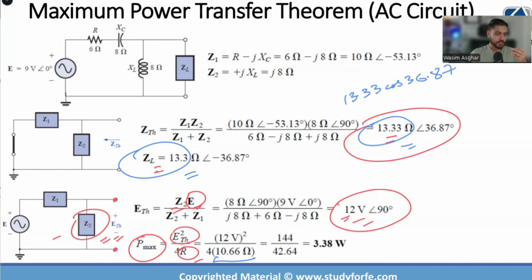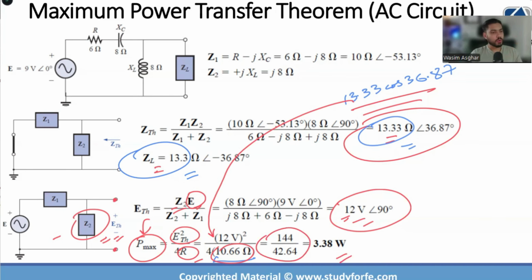So the 10.66 that you see over here is actually coming out of the 13.33 cosine of 36.87. And it's true that the power is a scalar quantity, so it really does not depend on the phase angles, but as you can see, indirectly it does, because we end up using R Thevenin. And that gives us this value, 3.38 watts.